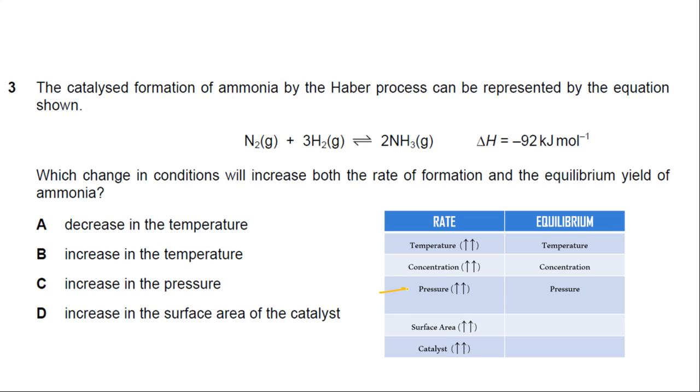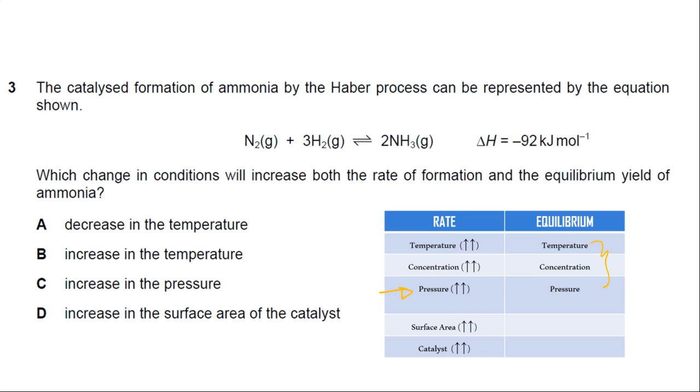One thing that I would like to point out: the pressure is only effective when we have mainly gases involved in a reaction. So the rate increases if you increase the temperature, the concentration, the pressure, the surface area, and the amount of catalyst, or basically use a better catalyst, or a catalyst in the first place. The equilibrium, however, depends only on temperature, concentration, and pressure.